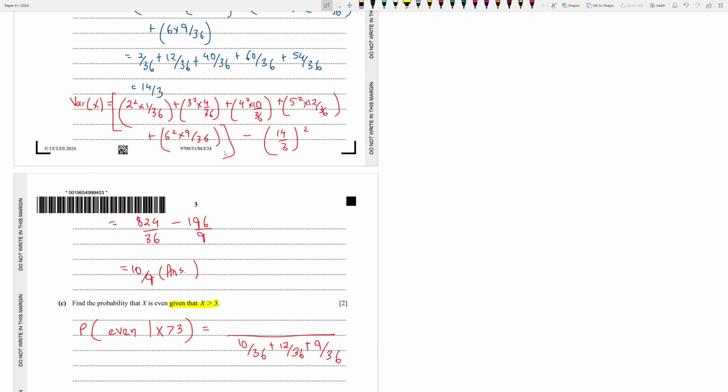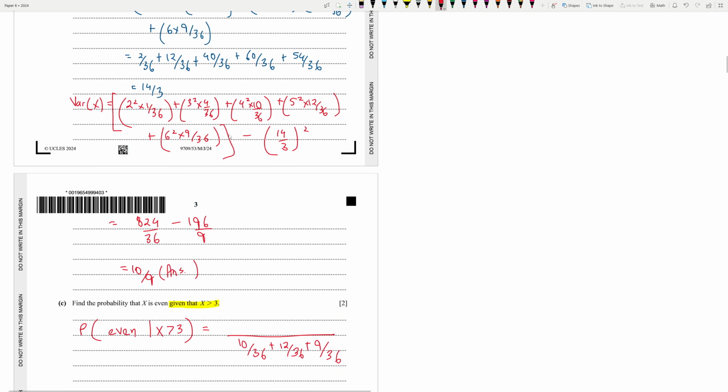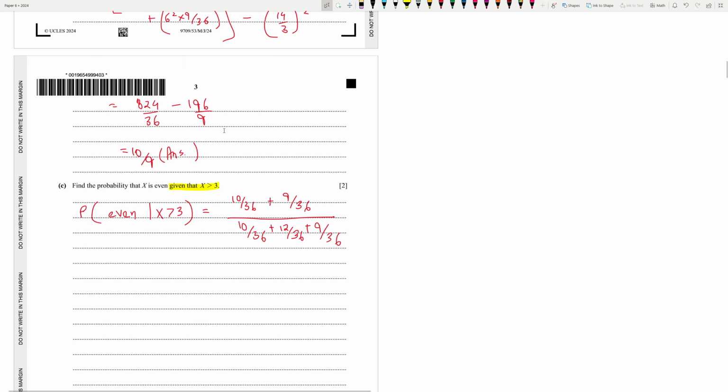Fine. And even. So which one is even? 4 and 6. So that's 10 by 36 and 9 by 36. We can't include 5 because it's an odd number, yeah? So let's do this. 10 by 36 plus 9 by 36, we can just write 19. And below it's going to be 10 plus 12 plus 9, which is 31. So our final answer is 19 by 31, yeah? Okay, great.